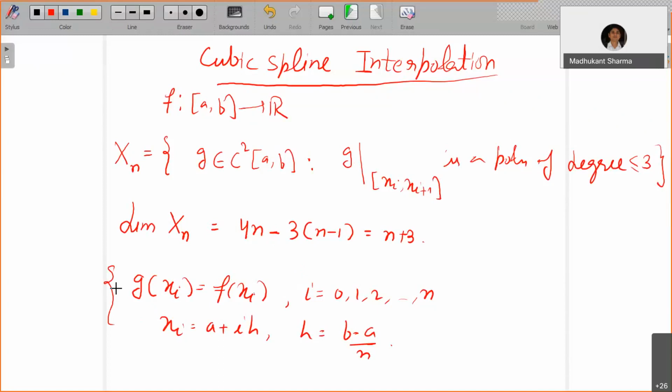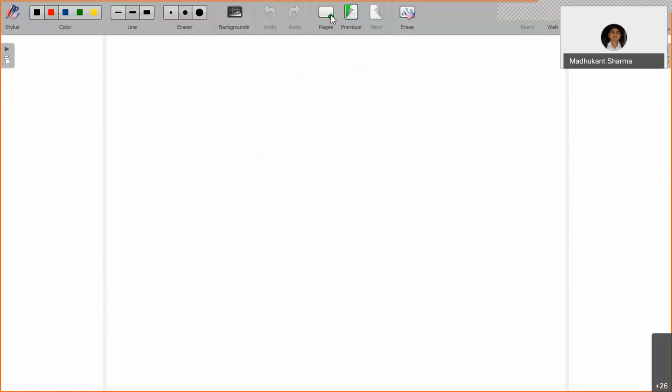How to construct such a G, that we need to now look at. Now see, we are going to use the previous knowledge. Where we applied the cubic Hermite interpolating polynomial, we required the derivative values. Now what we do is keep them as arbitrary numbers, and then try to determine them. So I just want to highlight here: we will treat Gn dash over the interval ti to ti plus 1. So Gn dash at ti and Gn dash at ti plus 1, let's say, are unknown.